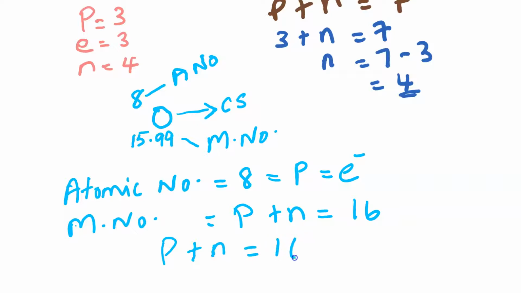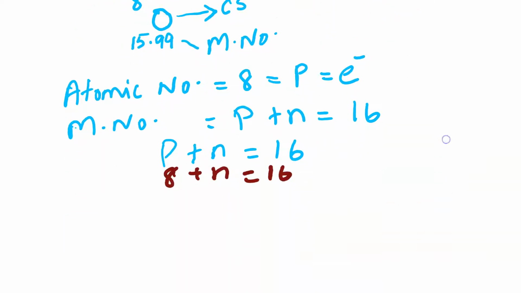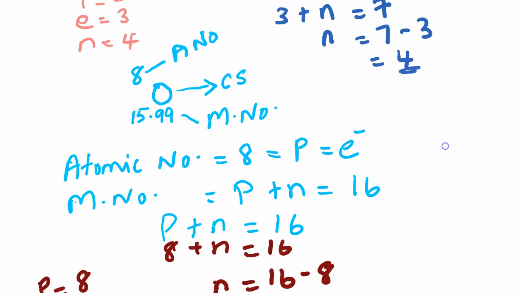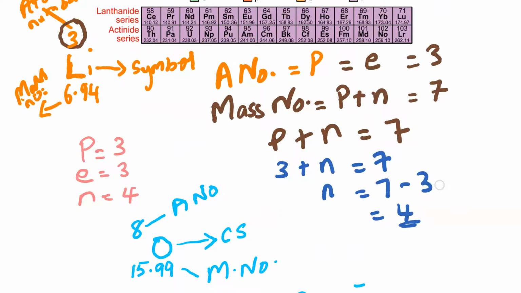P plus N is equal to 16, because together we know it is 16. We know P is equal to 8. So 8 plus N equals 16. What is the next step I need to do to find N? N is equal to 16 minus 8, that is also 8. So let's write: P is equal to 8, electron is equal to 8, neutron is also 8. So that's how I find it using the atomic number and mass number.